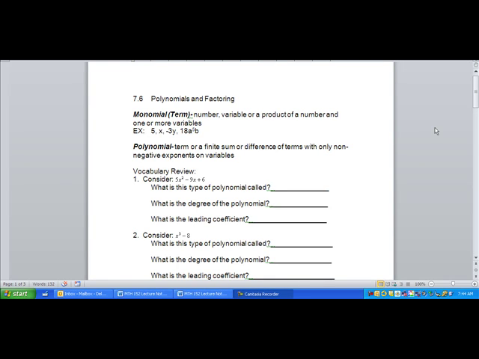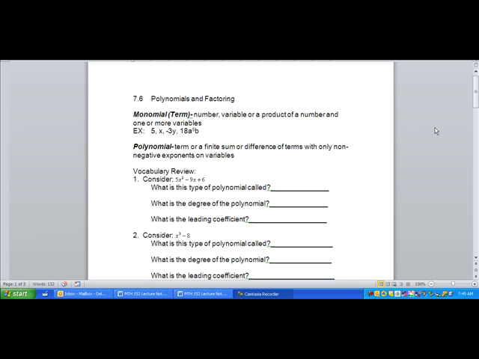Today we're taking a look at section 7.6 on polynomials and factoring, and we begin with some vocabulary. A monomial is a single term. It's a number, a variable, or a product of a number and one or more variables. And I have a list of examples. 5x, minus 3y, and 18a to the 5th b would all be monomials.